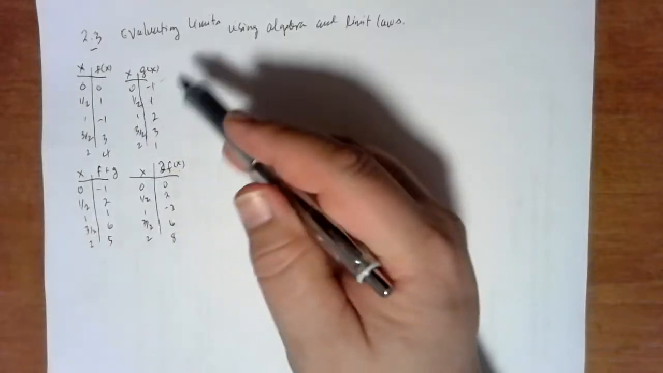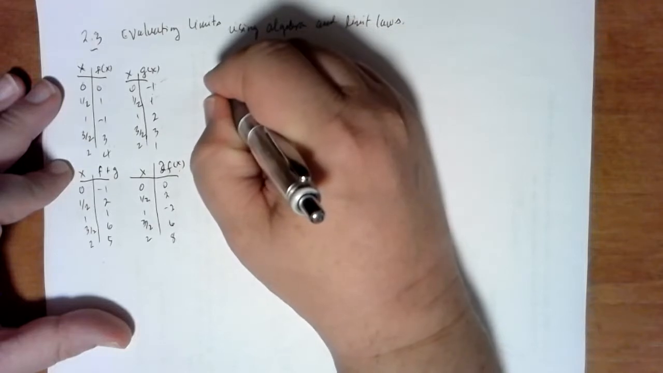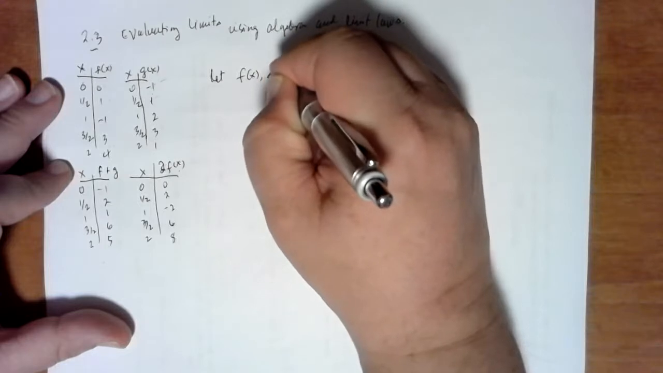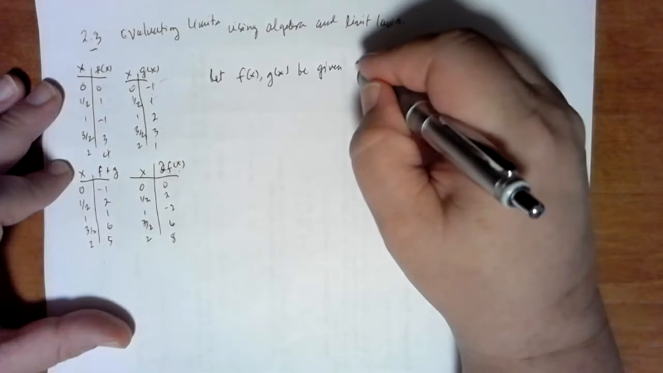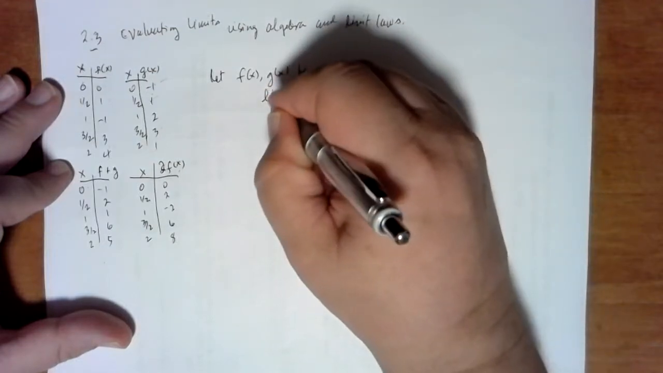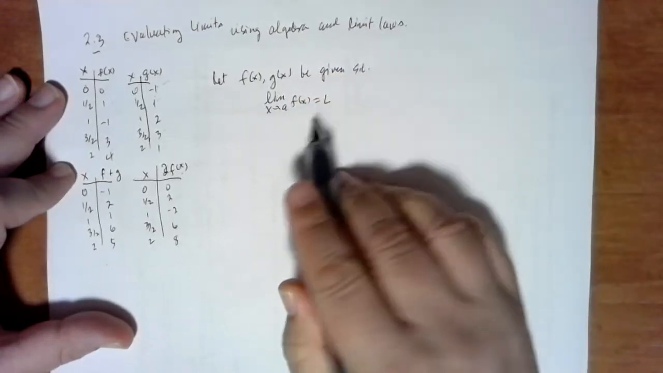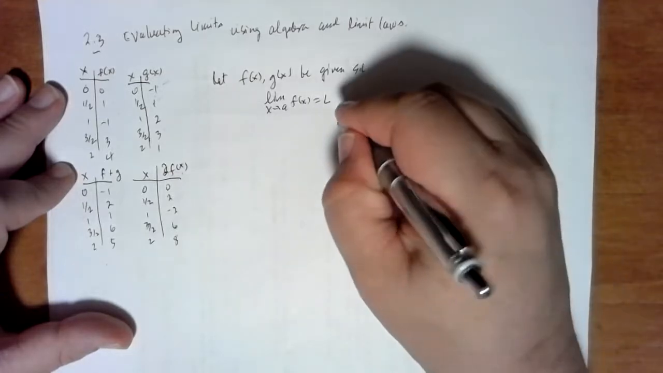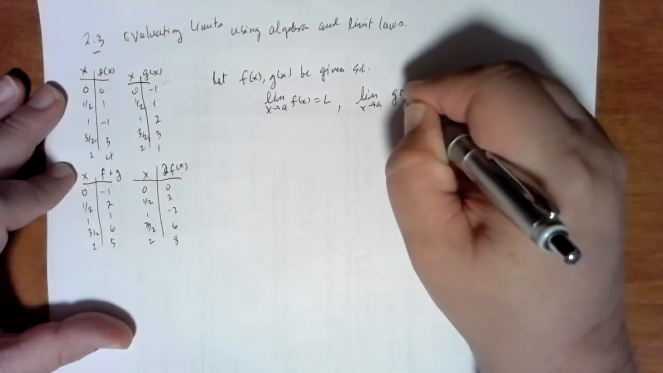Okay, the reason I'm talking about these is because we want to take a look at two functions like this. So suppose we have let f of x and g of x be given, and we need an extra condition such that the limit as x approaches a of f of x equals L, and so the limit as x approaches a of f of x exists and is equal to L. And secondly, the limit as x approaches a, the same a, of g of x is equal to h.